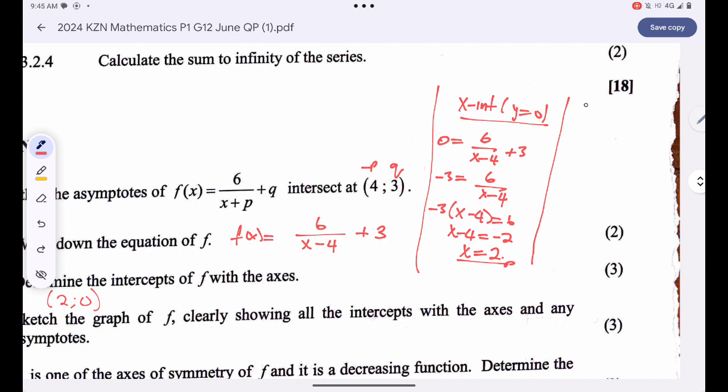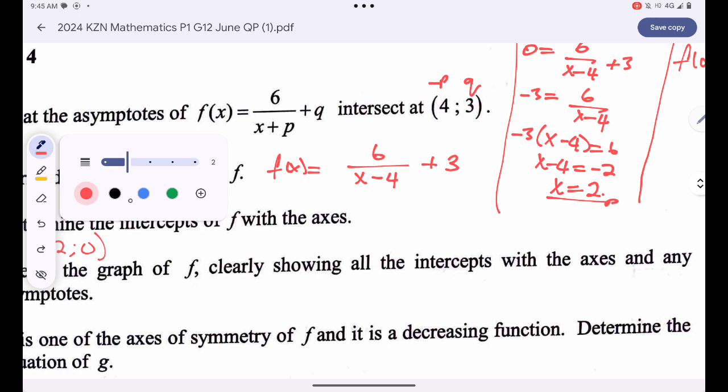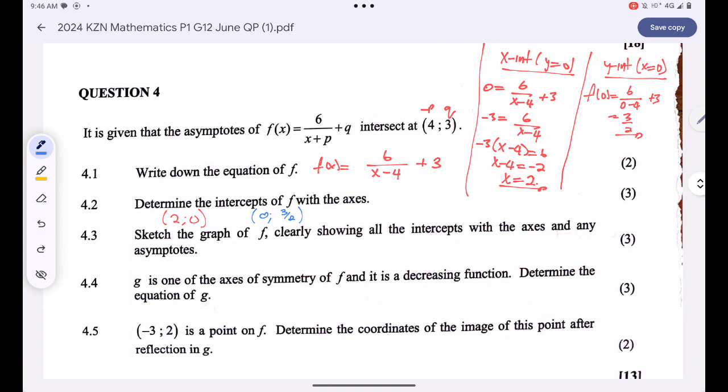And therefore, for your y-intercept, guys, it doesn't matter what kind of graph you're dealing with, always make x equal to 0. So f of 0 is equal to 6 over 0 minus 4, plus 3. This will simply give me the y-intercept of 3 over 2. So I know that for my y-intercept, x is 0 and y is just a positive 3 over 2.